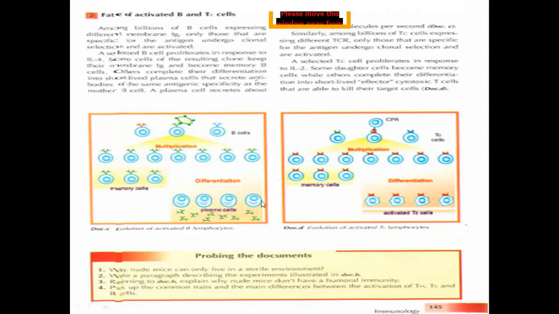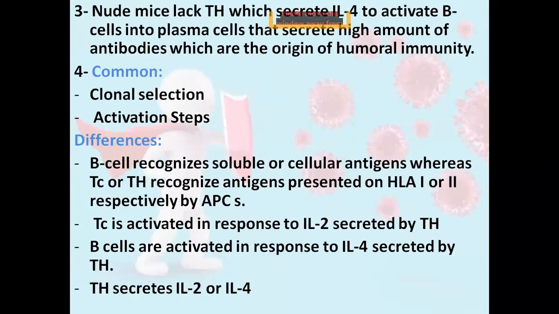They said to pick up the common traits and the main difference between the activation of T helper, T cytotoxic, and the B cells. So let's move to do this. Common between them, all of them have clonal selection. So they have selection according to the recognition of the antigen. And all of them have the same activation step.